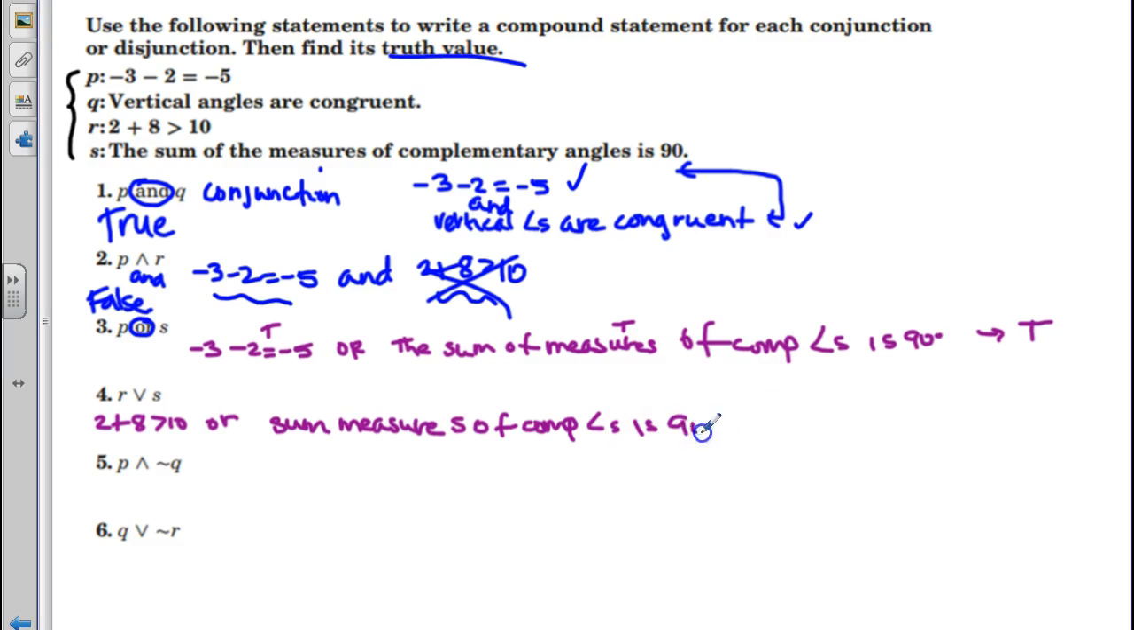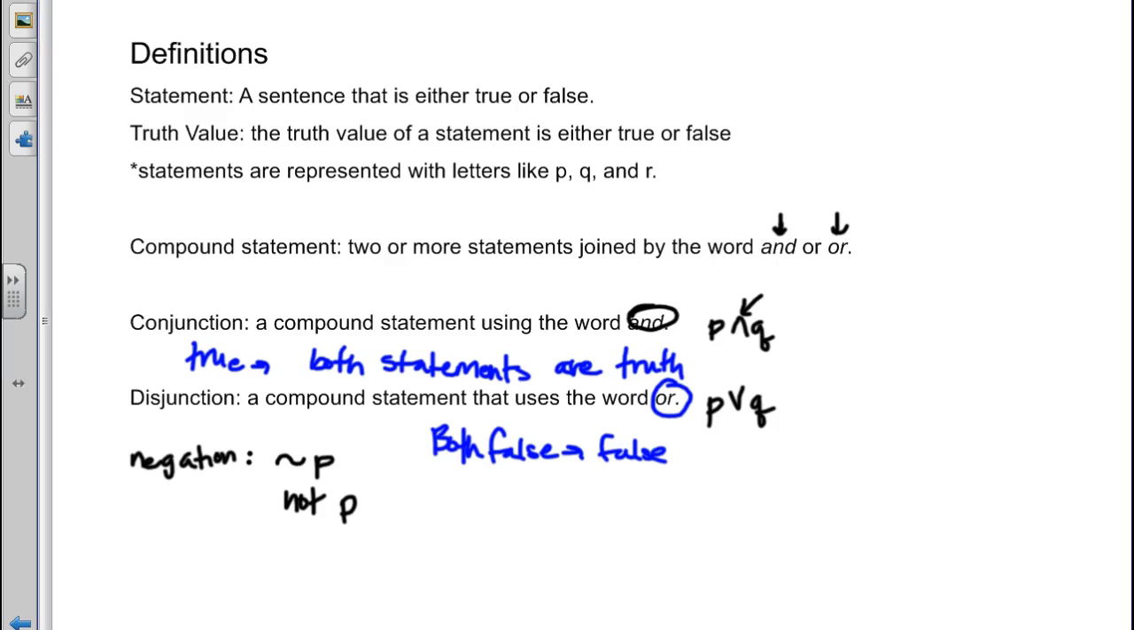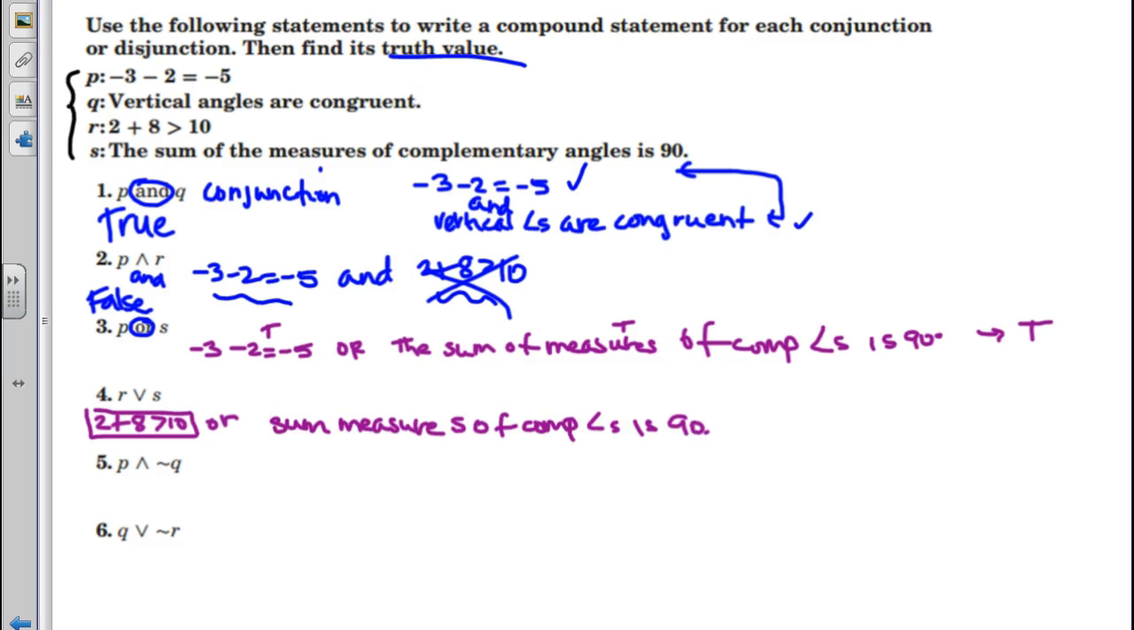All right, so remember what we said. For an or, this can be true or this can be true and it will still be true. We know that the first one is false. We already decided that. And we already decided the second one is true, so this is true. Now look at the next one.